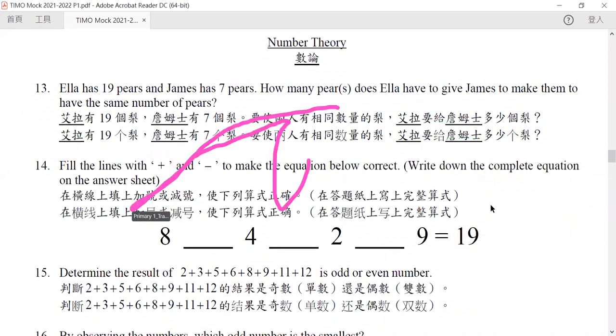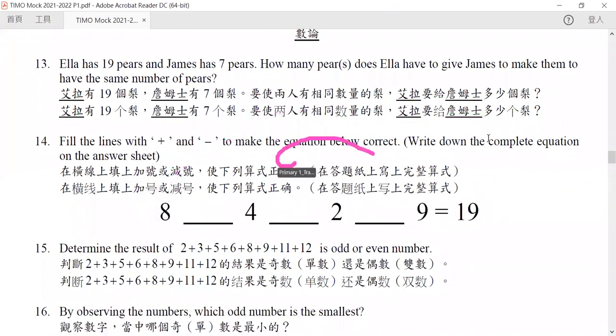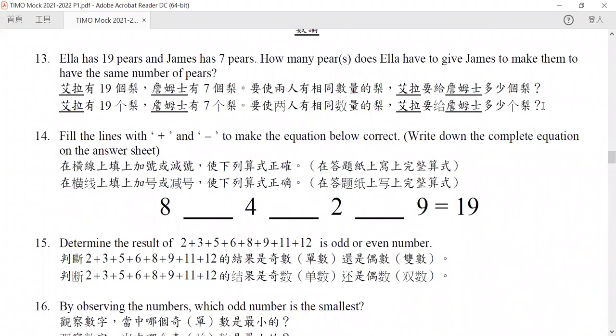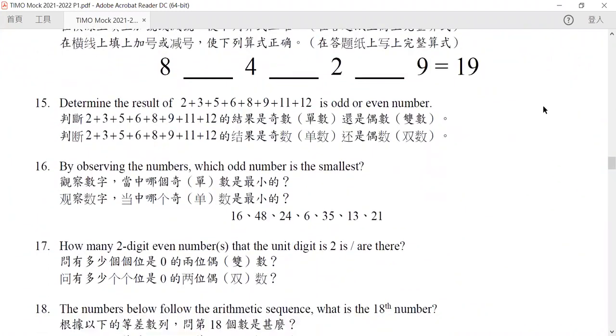Determine the result of 2 plus 3 plus 5 plus 6 plus 8 plus 9 plus 10, 11 and 12 is odd or even. Now, in here, actually, you can try to sum this number all together to find the exact result instead of talking about whether it is odd or even, the parity. But in here, because we just want to know it is odd or even.